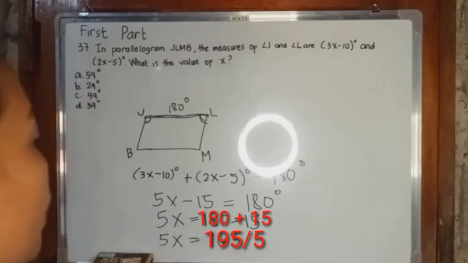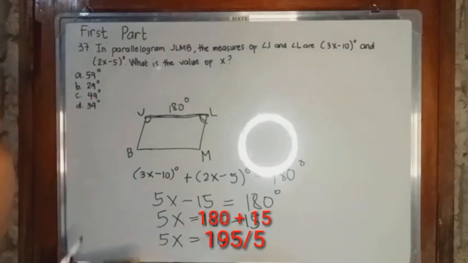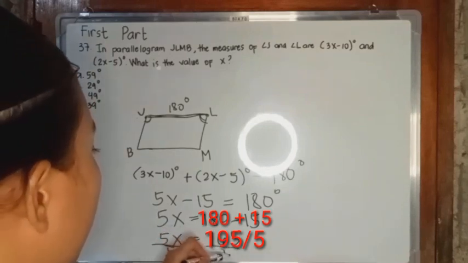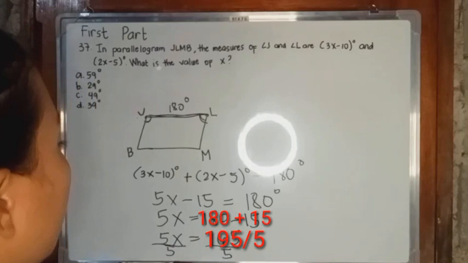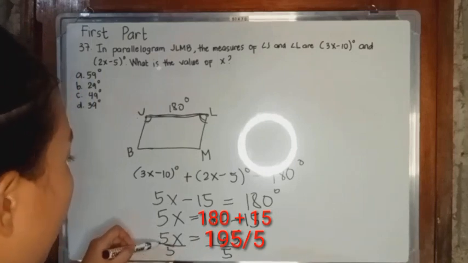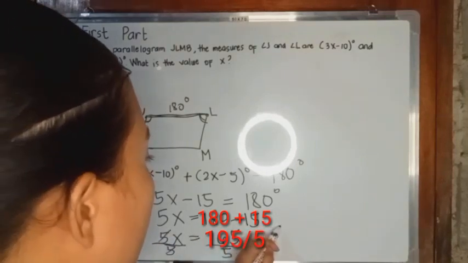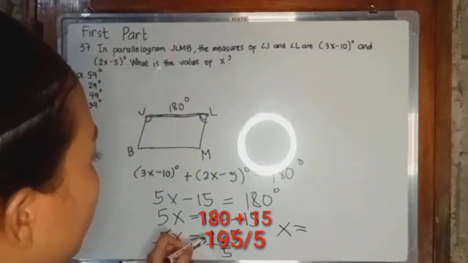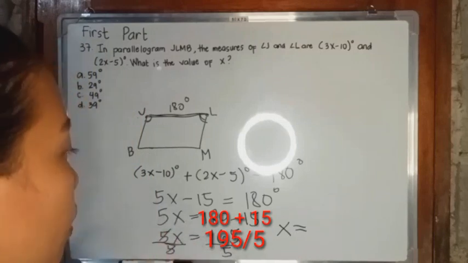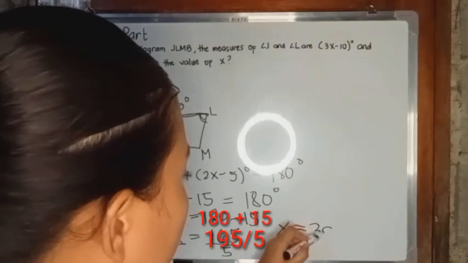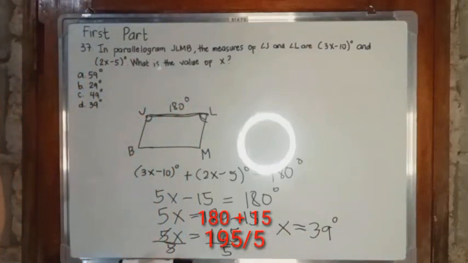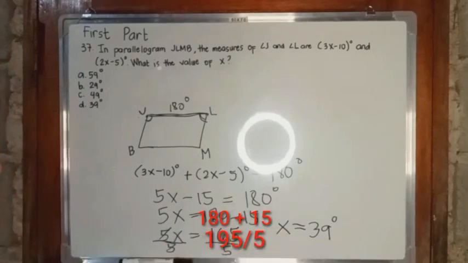To find x, we have to divide both sides by 5. Five divided by 5 is equal to 1. X is now equal to 165 divided by 5, which is 39 degrees, since it is an angle. Therefore, the measure of the angle x is 39 degrees.